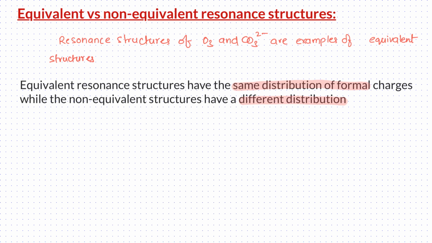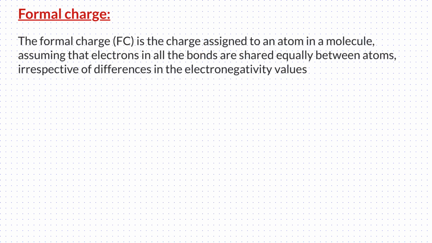First, let us define what formal charges are and how we determine the formal charges of an atom before looking at the distribution. The formal charge, Fc, is the charge assigned to an atom in a molecule, assuming that electrons in all the bonds are shared equally between atoms, irrespective of differences in the electronegativity values. I'm going to repeat this again. We have to assume that electrons in all the bonds are shared equally between atoms.